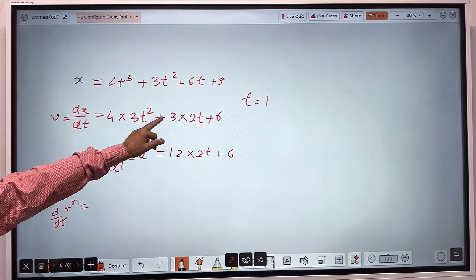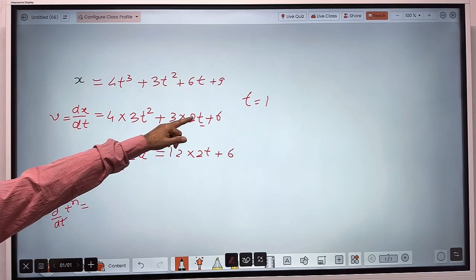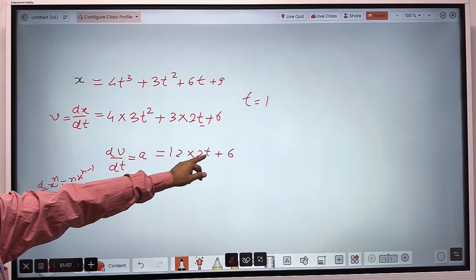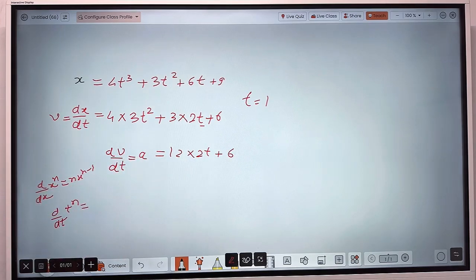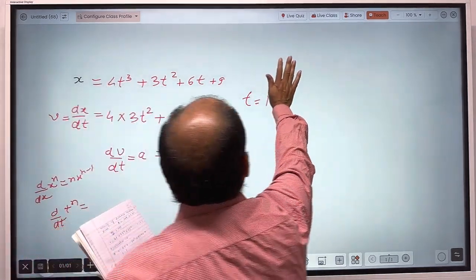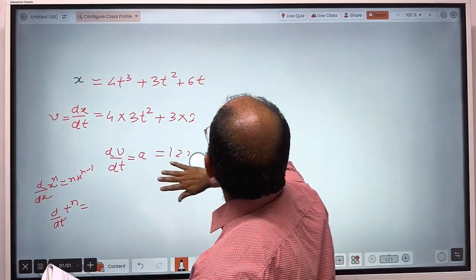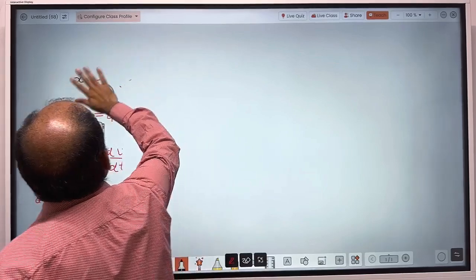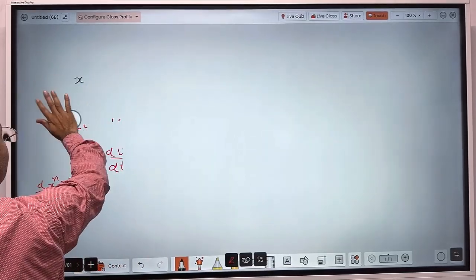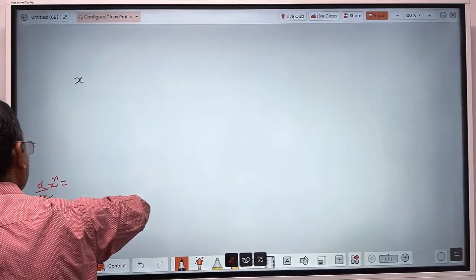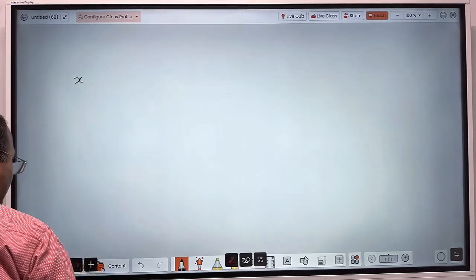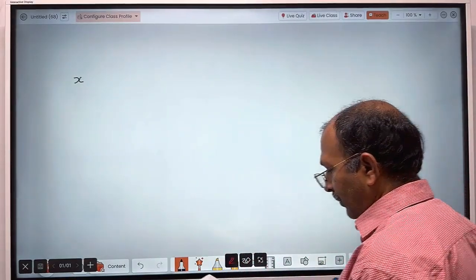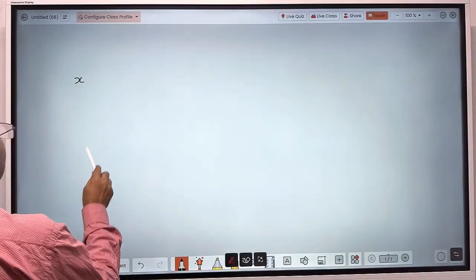In place of t here we write 1. Then we will get velocity at t equal to 1 second. Similarly, if we put t equal to 1 over here, we will get acceleration. So this is how we can get velocity and acceleration by using the concept of differentiation. In physics, everywhere we will make use of this concept, even in waves or any other topic in which the velocity term will be used. Now let's take another question.